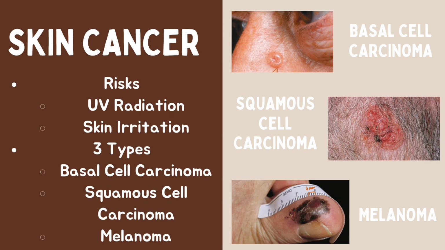Squamous cell carcinoma is the second most common type and is often found on the head. It spreads quickly and appears to be scaly and red. Its treatments consist of radiation therapy or surgical removal.